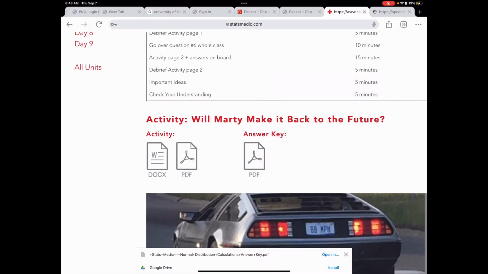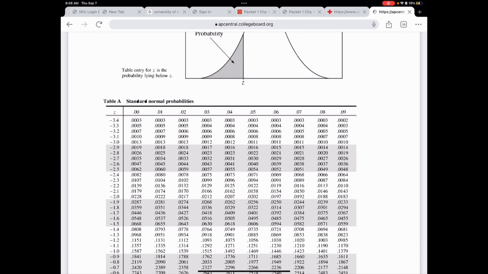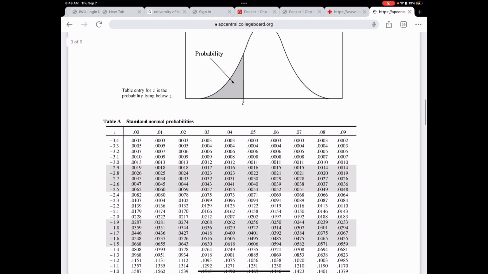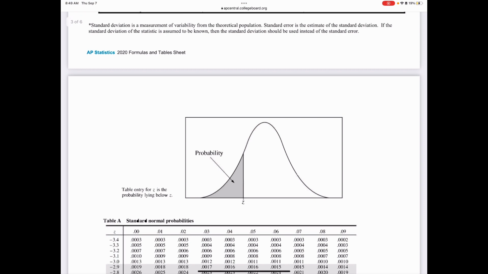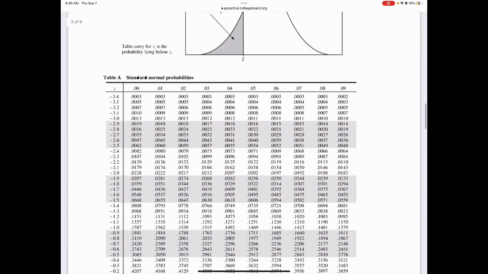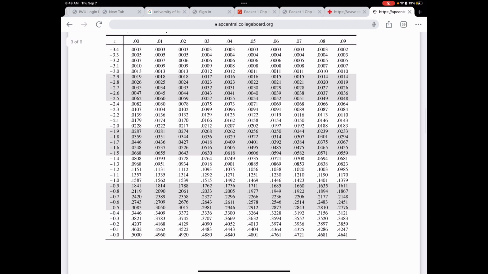Okay, so for the chart, this is our z-score chart. All I did was Google "AP Stats Formula Chart," and you can see it's on AP Central. It's also in the back of your book. You can also take a picture of it in the classroom.